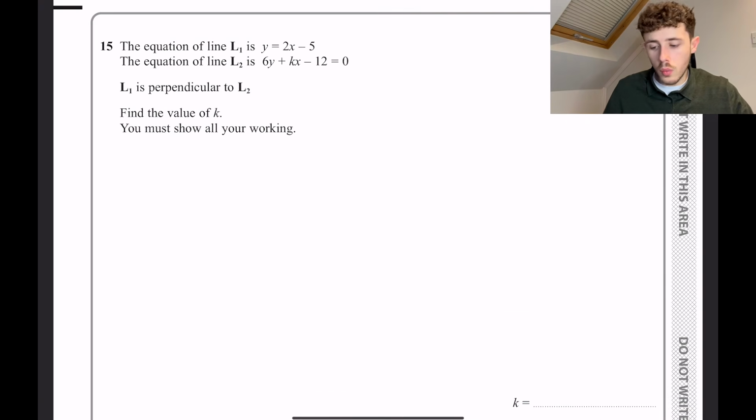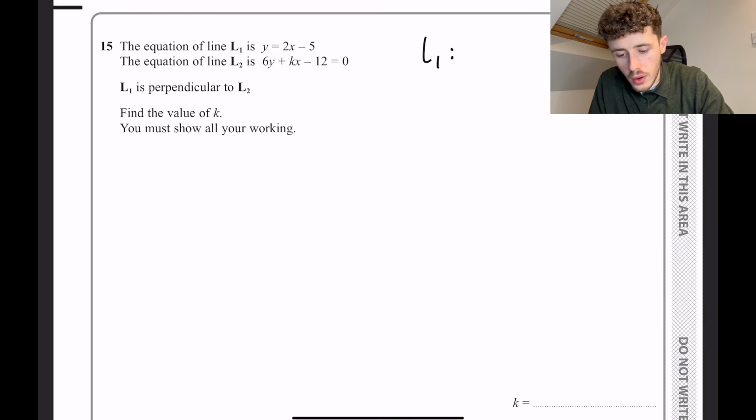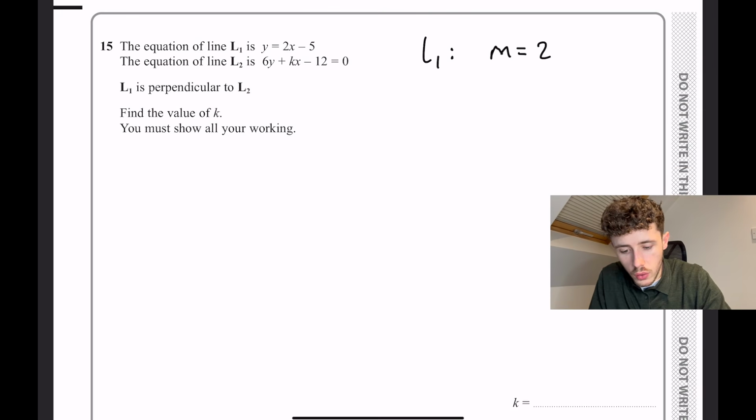The equation of L1 is y equals 2x minus 5, and the equation of L2 is this one where we don't know the k. We're told that L1 is perpendicular to L2. Find the value of k. So, the key thing here, perpendicular lines have gradients that are negative reciprocals of each other. So, what do we mean by that? Line L1 has a gradient of 2.